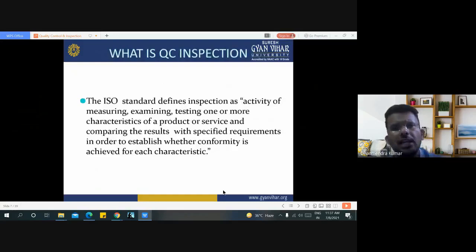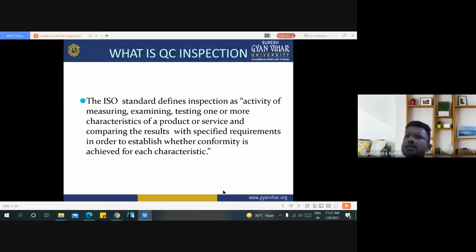What is quality control inspection? According to the ISO, it is the activity of measuring, examining, and testing one or more characteristics of a product or service and comparing the result with the specified requirement characteristics in order to establish whether conformity is achieved for each characteristic or not.